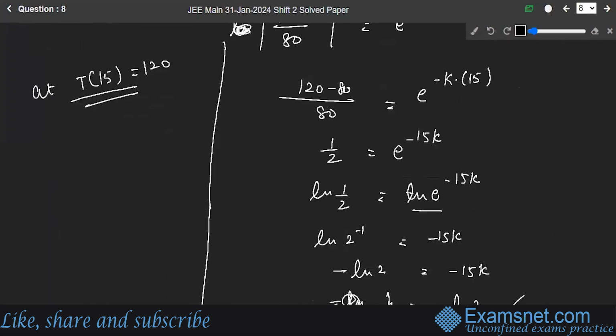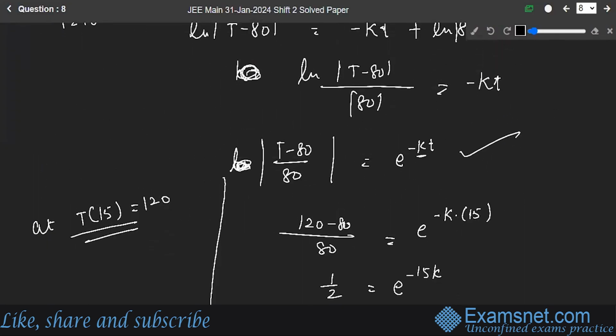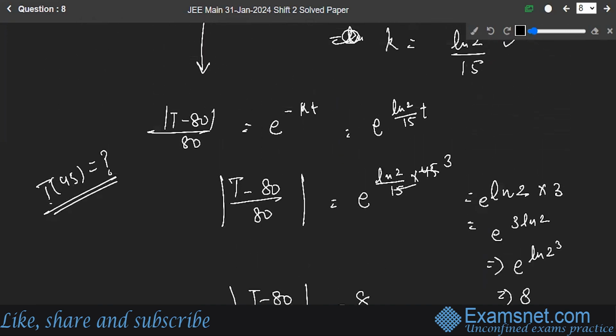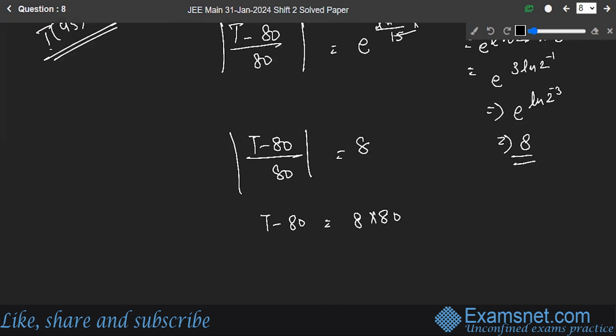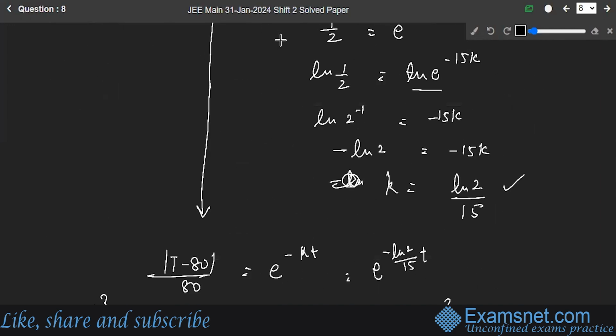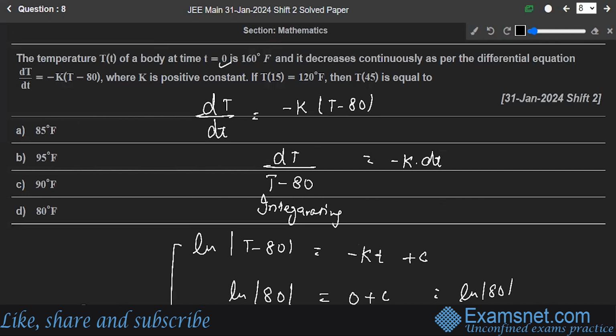One thing I did was I forgot to write this minus sign. So it will be minus over here. So this will be minus, this will be minus, and here will be 2 raised to power minus 1. So this will be 2 raised to power minus 3, that is equal to 1 by 8 only. So this is equal to 1 by 8, and I'll rewrite this thing: 1 by 8 into 80, which is equal to 10. So T will be equal to 90 degrees Fahrenheit. This is the answer to the question, 90 degrees Fahrenheit, option C.